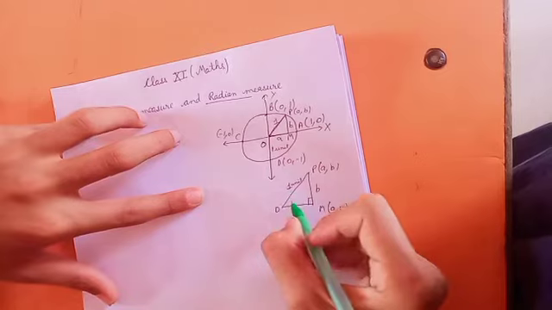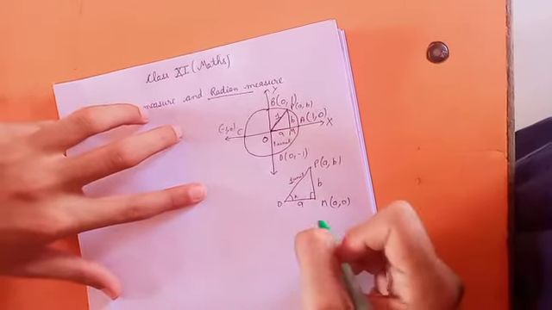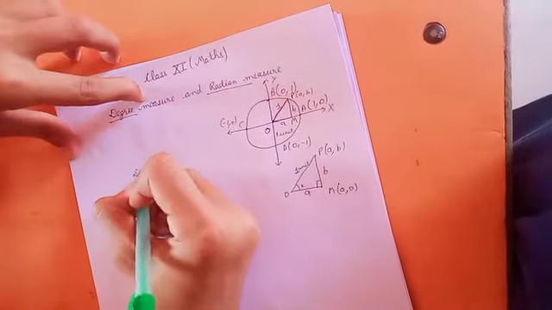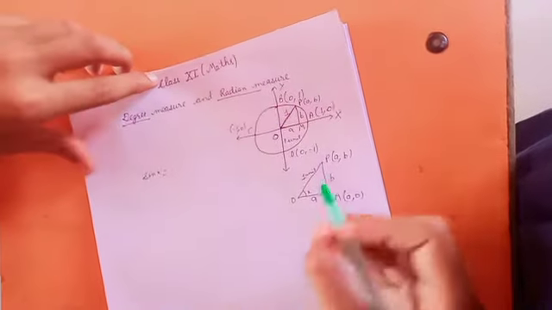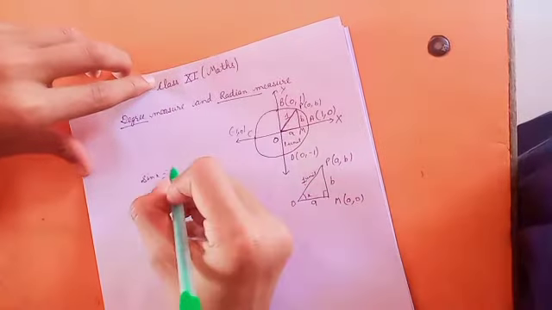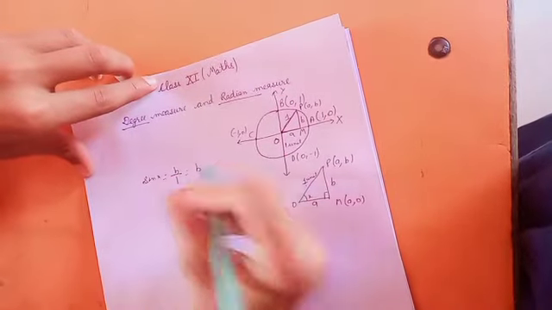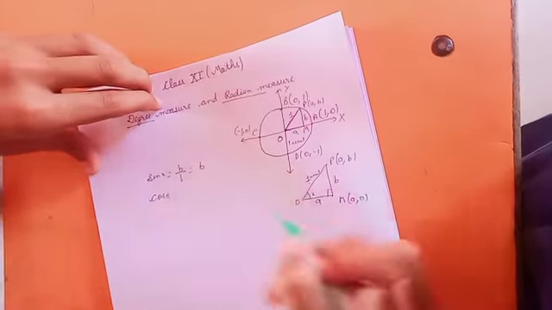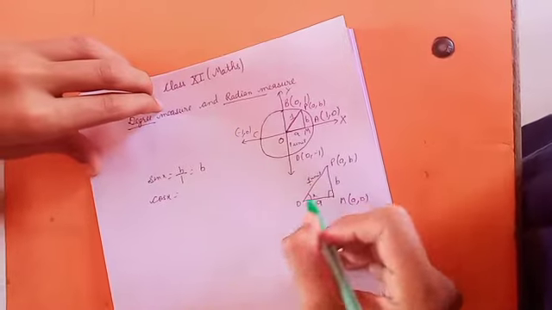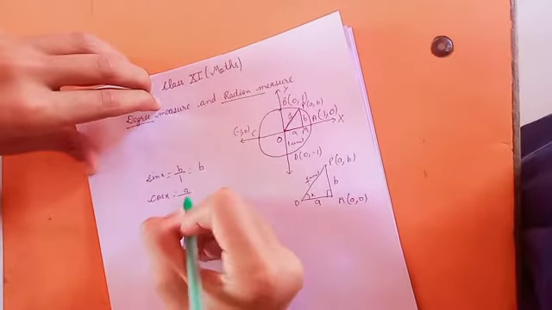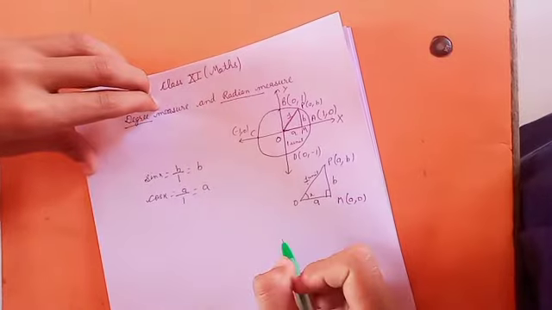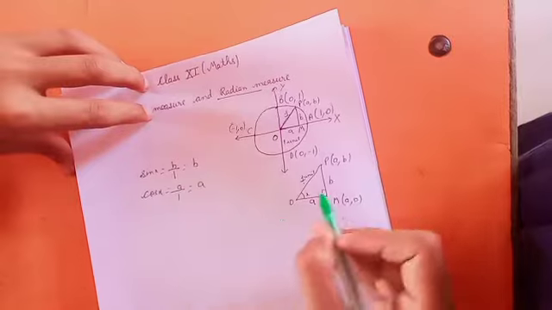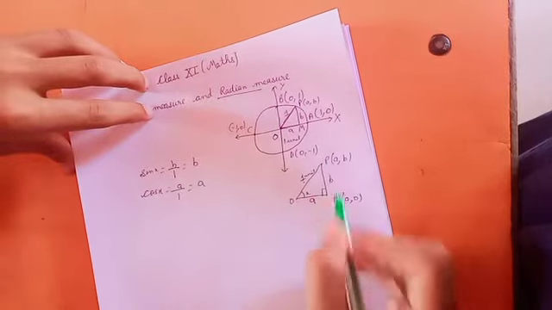Now let me construct an angle x here. Now if I want to write sin x, what is sin x? Perpendicular upon hypotenuse, it is b by 1, it is equal to b. And if I want to write cos x, it is base upon hypotenuse, base is a, so a by 1, it becomes a. Understand till here?